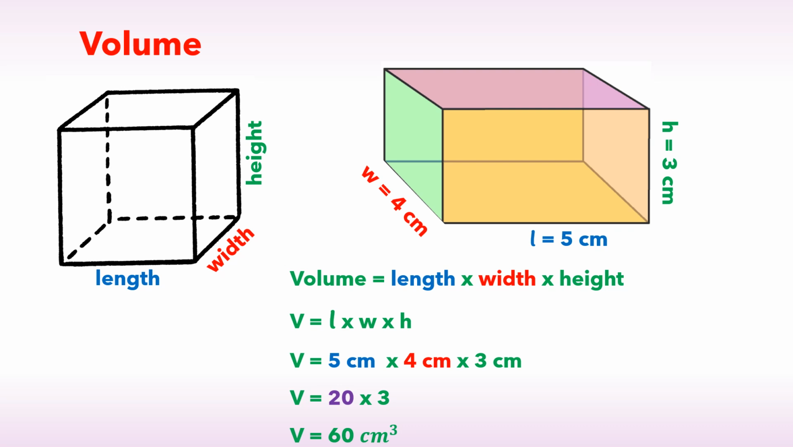Now you're going to ask yourself, why centimeters cubed? Because we are multiplying three dimensions, the length, the width, and the height.